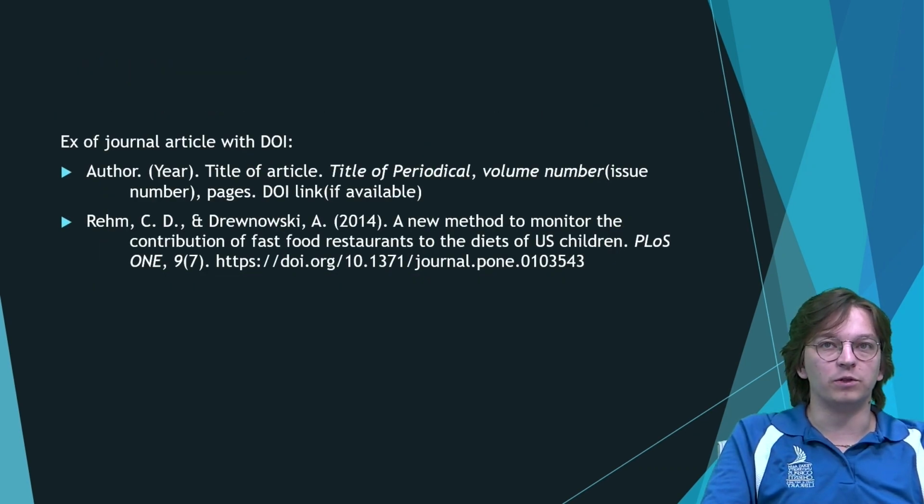Next, we have an example of a journal article with DOI. DOI is a link that acts as a permanent location for certain journals and articles. In this specific example, the citation goes as follows: author, year, title of article, title of periodical, volume number, issue number, pages, and DOI link if available.